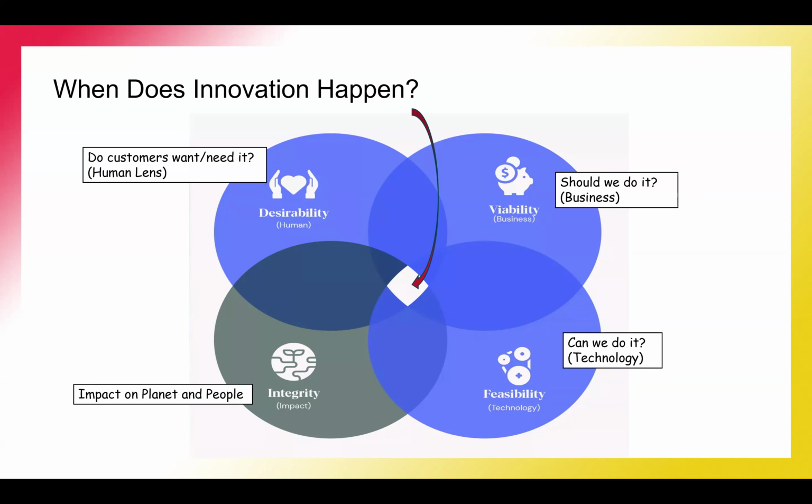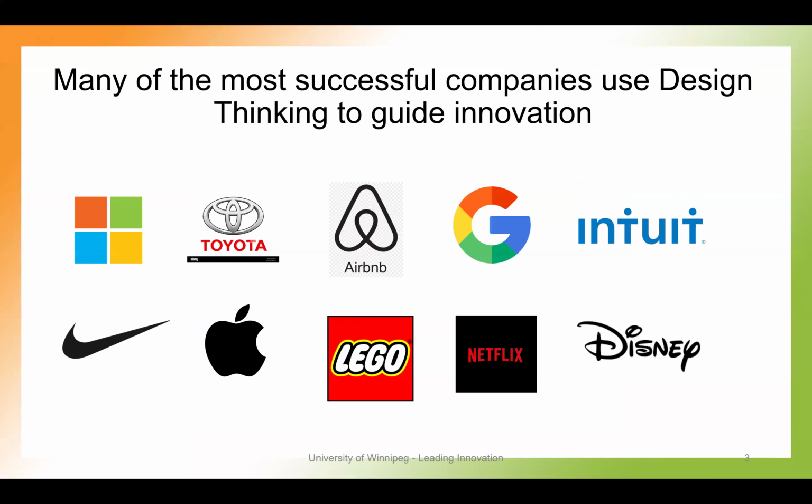And one more lens that's been added in the last while is integrity or impact. So what's the impact on planet and people of our innovation? Is it positive or is it negative? It's something that we need to make sure we're doing the right thing when we're innovating. And so design thinking says just go through the human lens to see if customers want or need it.